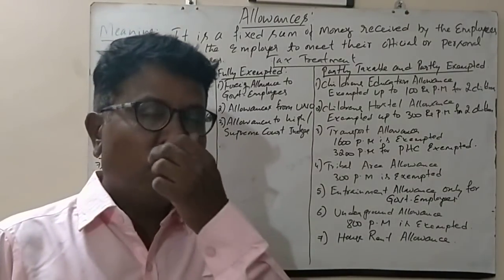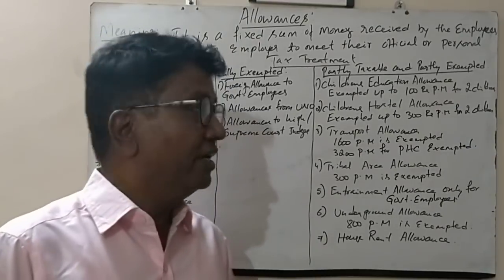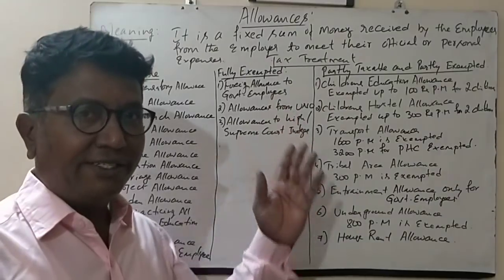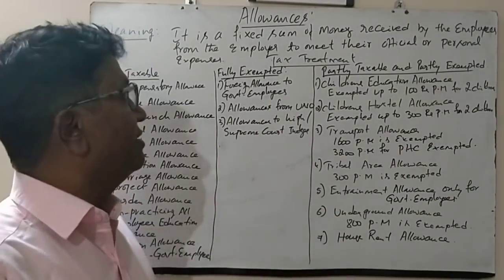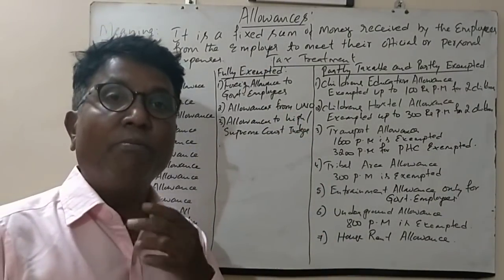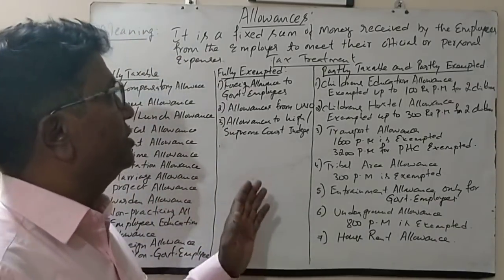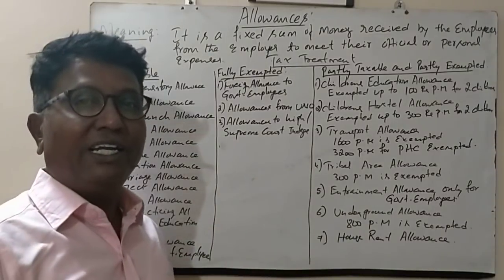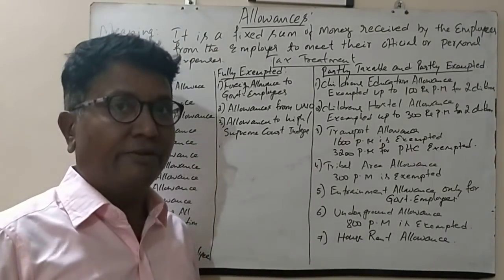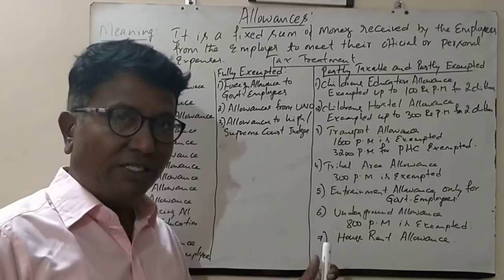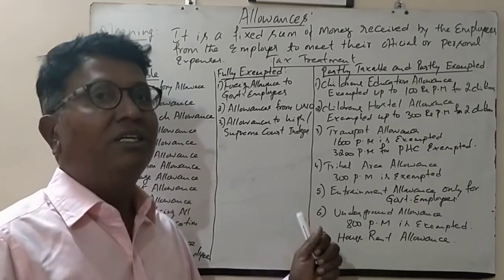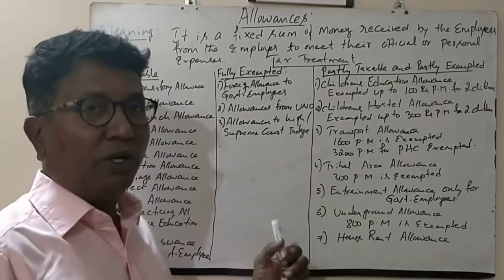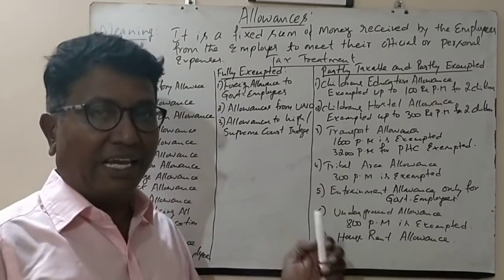Hello students, today my topic is in the chapter called income from salaries. We have various elements or components of salary. In that, allowance is one of the major and important topics. Out of these topics, you will get a minimum of 10 marks. One question for 6 marks and the remaining will be in the 14 marks or 16 marks question. This is a very important chapter, income from salaries.